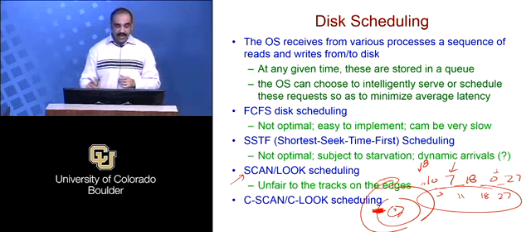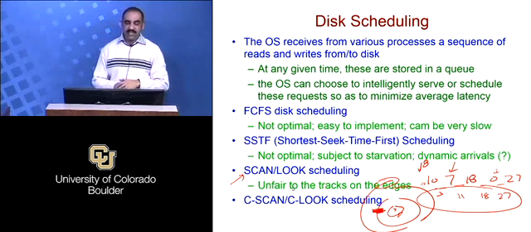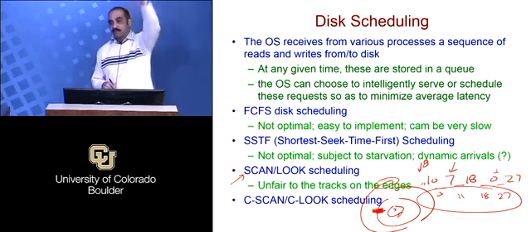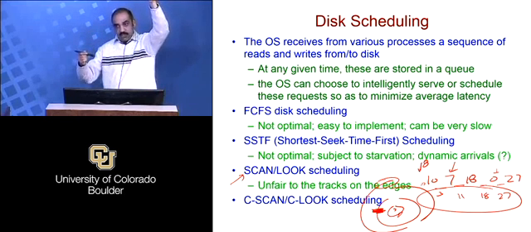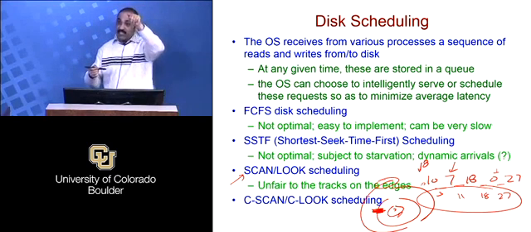Again, the SCAN algorithm is unfair to the tracks on the edges. You go all the way to, say, track number 100, and 0 is very far, so it will take a long time to come back to 0, because you will be servicing every track in between as you come towards 0.